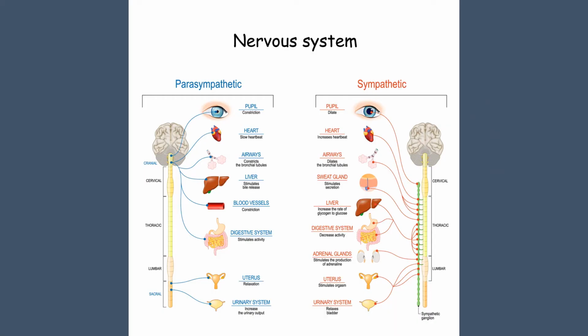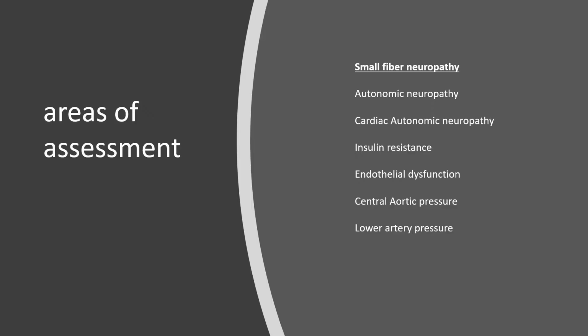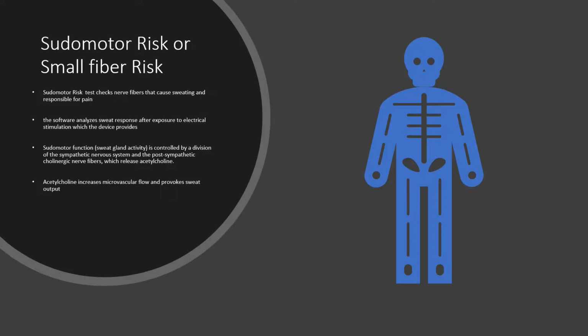Now, this is an example of what the parasympathetic and sympathetic systems do and their effects on various organs in the body. It should be kept in mind that the body is going back and forth, constantly responding and resting. Now, the areas of assessment today will include various things, but today we'll start with the small fiber neuropathy. The pseudomotor risk or small fiber risk is a measure of the nerve fibers causing sweating and responsible for pain.